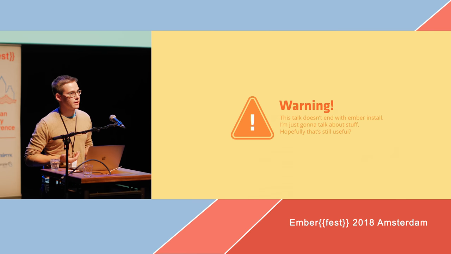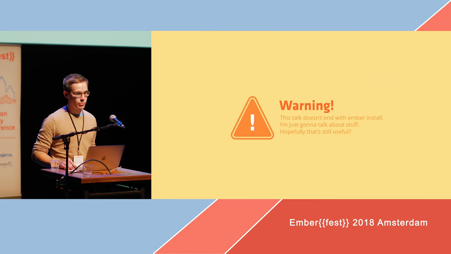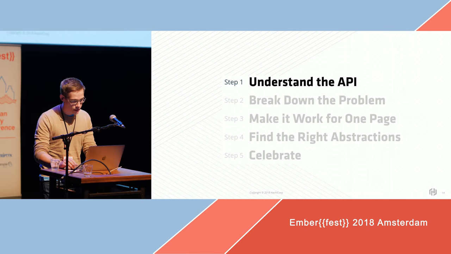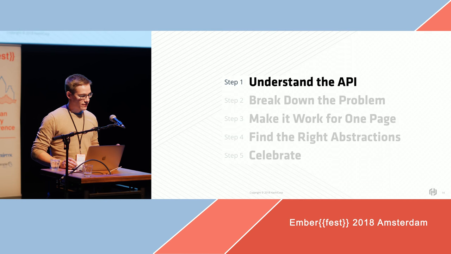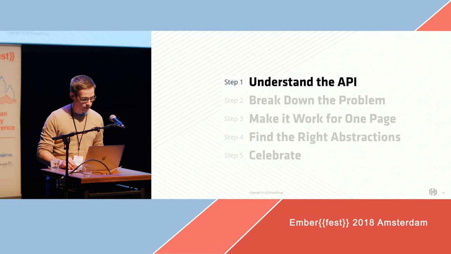This is going to be a case study about how I did this custom implementation on top of a custom API using Ember tools. Hopefully that's still useful. I think that the lessons learned are generally applicable, even if the code is not. So to break this down, there are five steps. We want to understand the API, break down the problem, make it work for one page, find the right abstractions for all the other pages, and then celebrate.